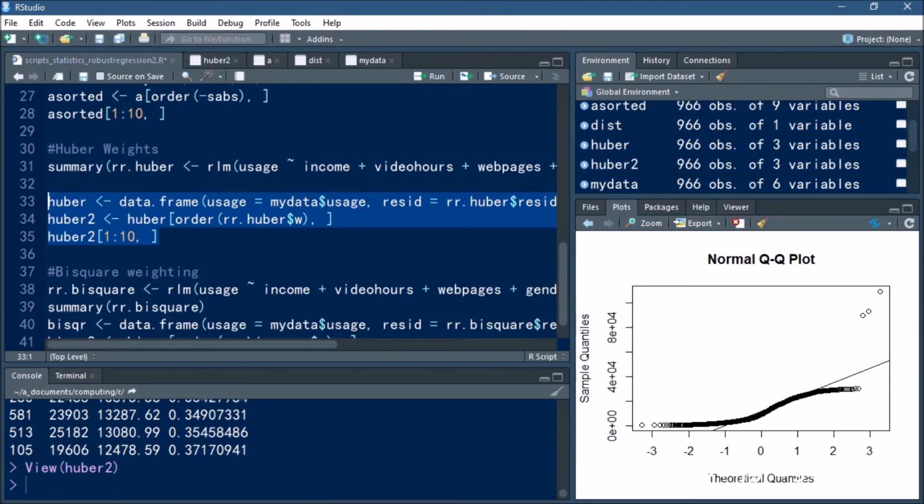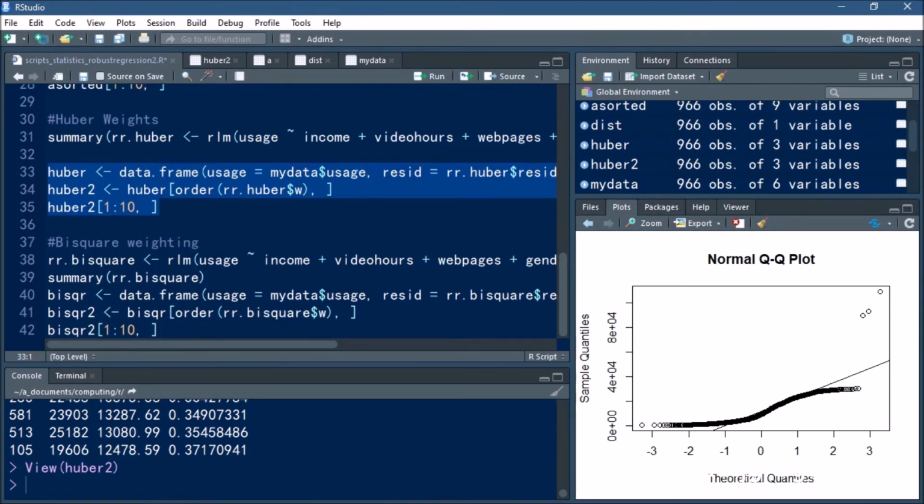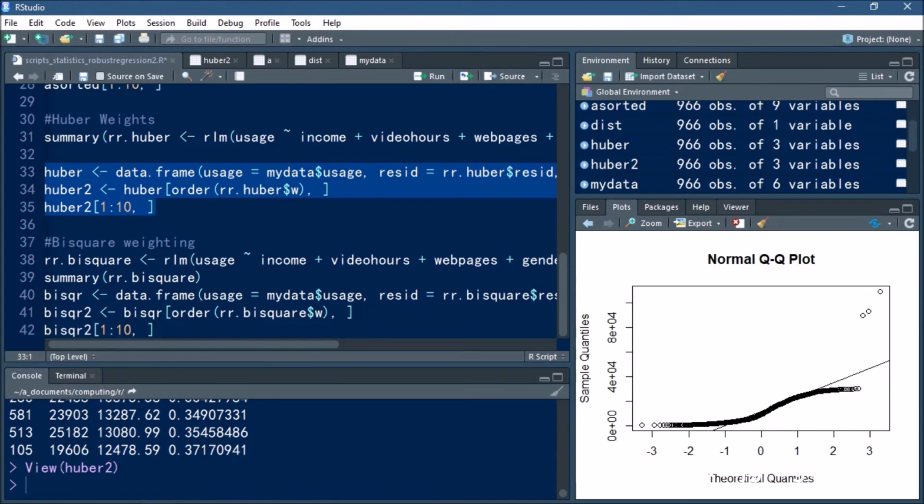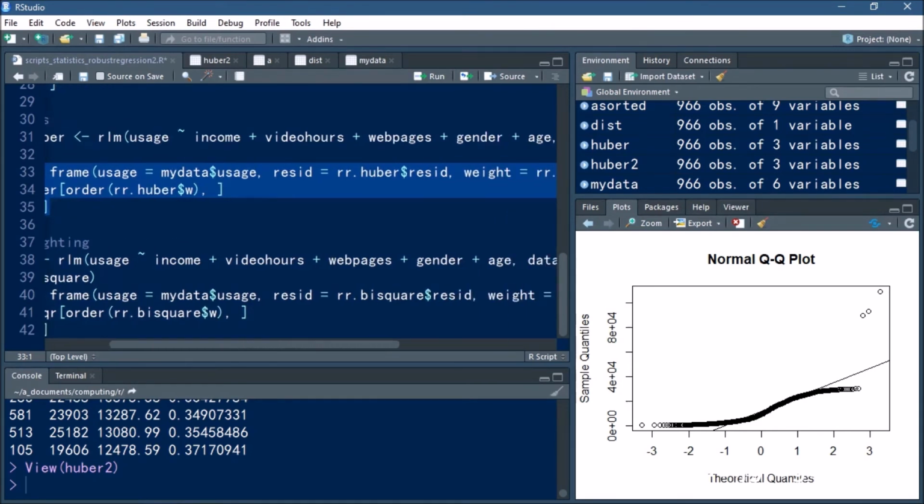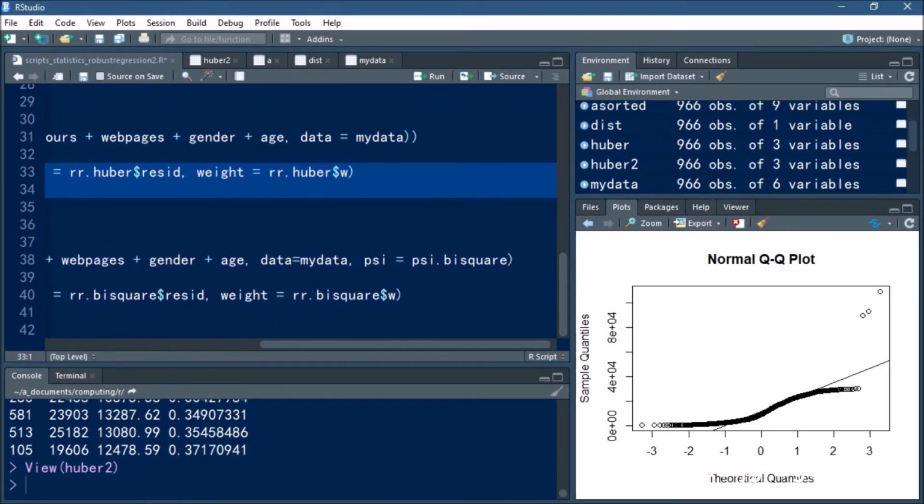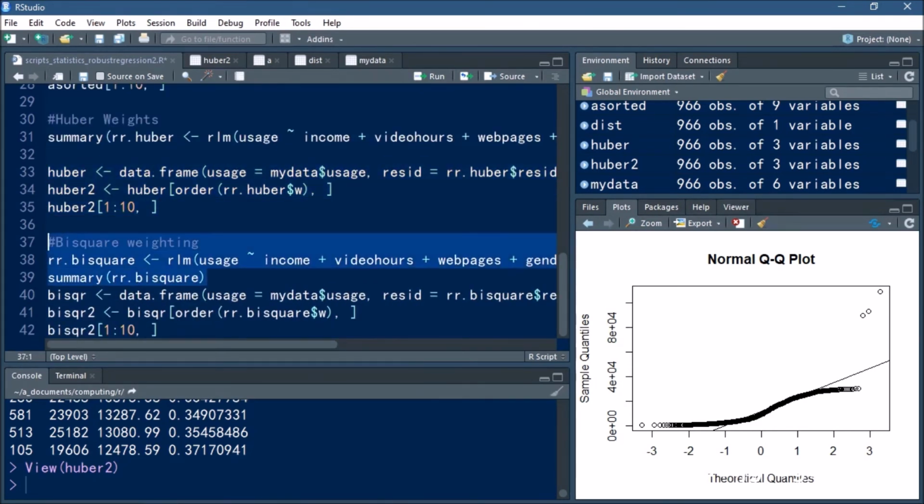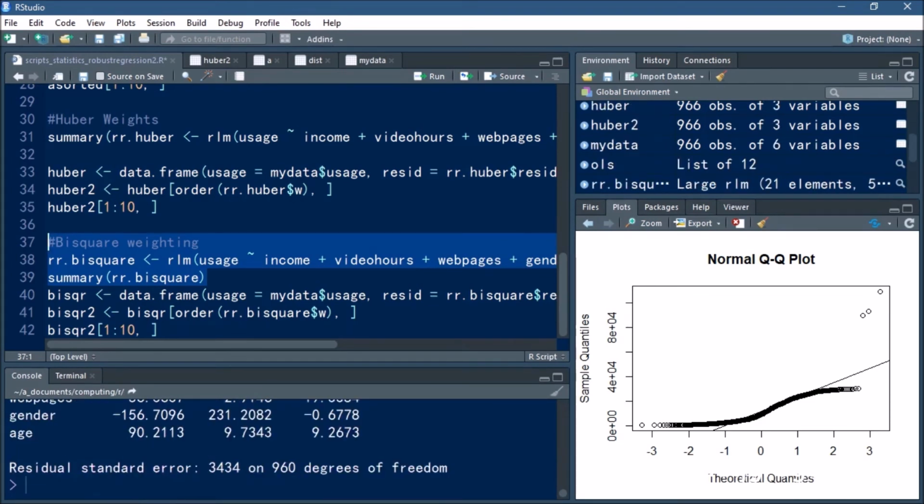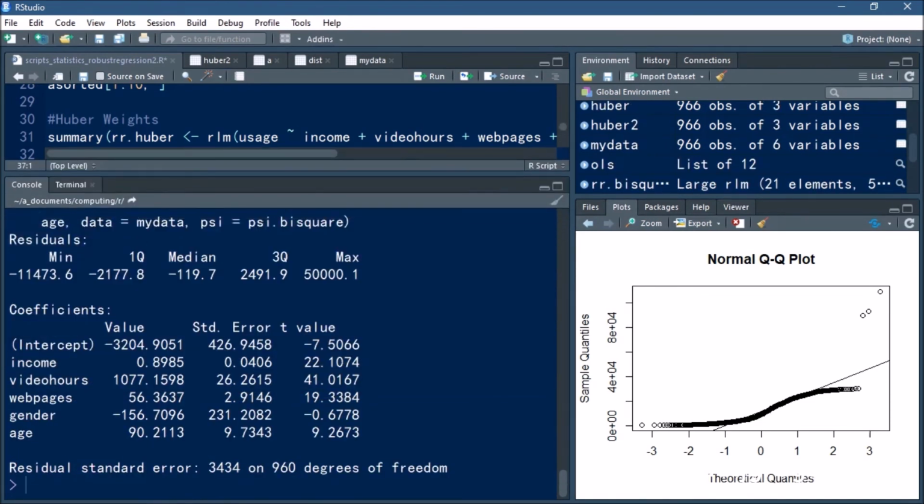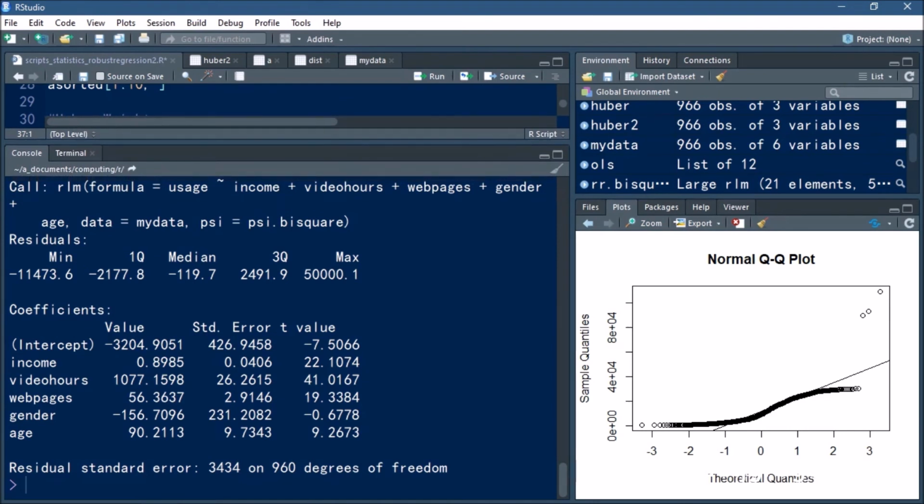Let's see what happens now when we use a bisquare weighting. This is a similar type of regression that's accounting for outliers in our data, but we're using bisquare weights as opposed to Huber weights. So let's go ahead and run this. And again, we're coming up with another generated output with our values, standard errors, t values, that's accounting for the fact that we have outliers in our data set.